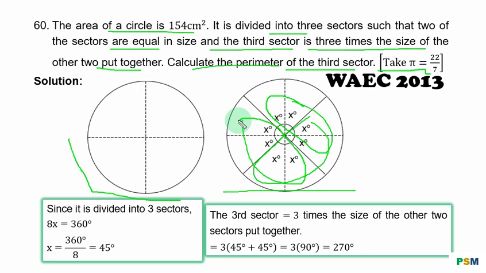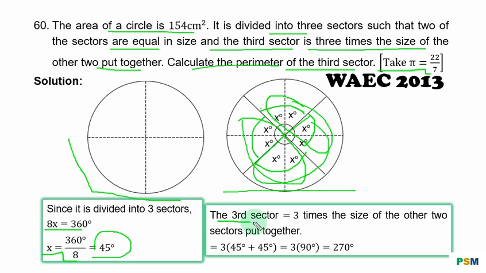Now we have 8 sub-sectors. This sector is equal to this one, equal to this one, and equal to this. So if you add all the angles, you have 8S equal to 360 degrees. To get S, divide both sides by 8 and you have 45 degrees.